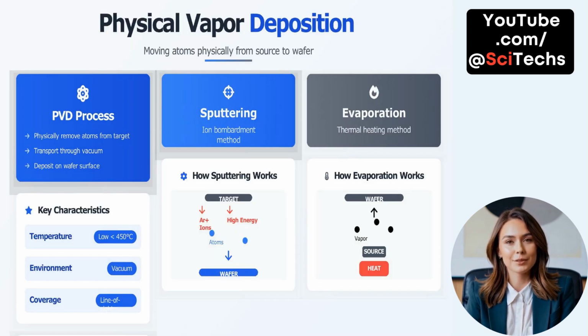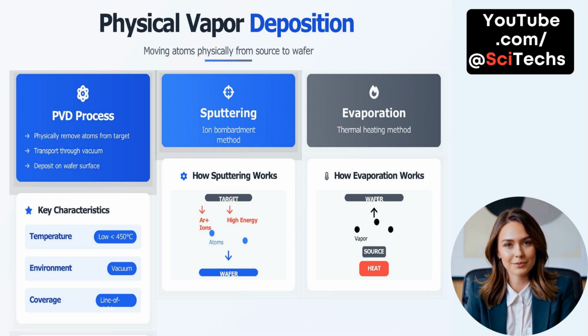Physical vapor deposition. Physical vapor deposition, or PVD, involves moving atoms from a source to the wafer without chemical reactions. It begins by physically removing atoms from a solid target using either thermal energy or ion bombardment. These atoms are transported through a vacuum environment, ensuring minimal contamination and precise control. Finally, they condense and deposit onto the wafer surface, forming a thin film. This entire process occurs under low temperatures, typically below 450 degrees Celsius, which is suitable for substrates sensitive to heat.